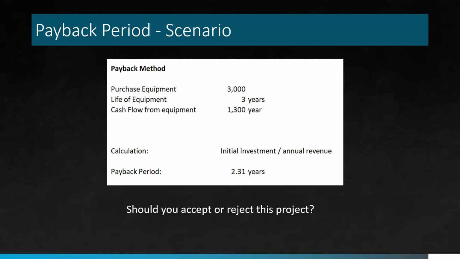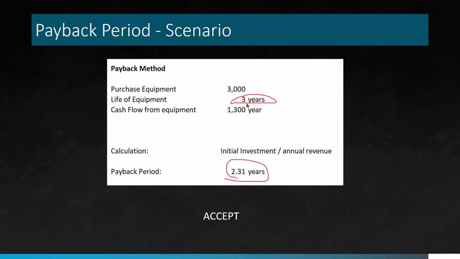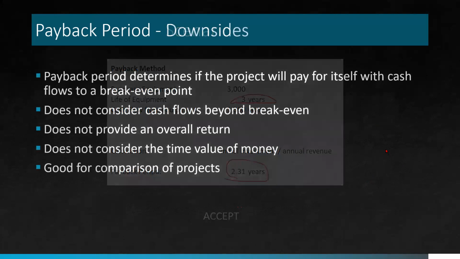So should you accept or reject this project? Well, let's think about that. The life of the equipment is 3 years. So before that 3 years is up, I'm going to break even with my money. This is when I will earn it. So I would accept this project because it comes in under the life of the equipment, right? So here's the 3 years, the 2.31 years, so it's less than 3 years, we accept the project.